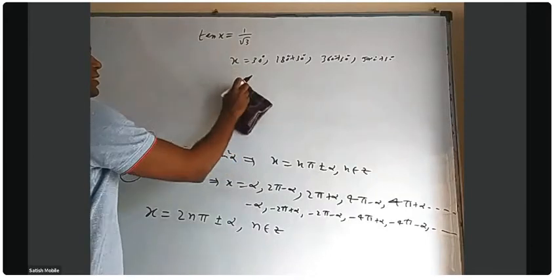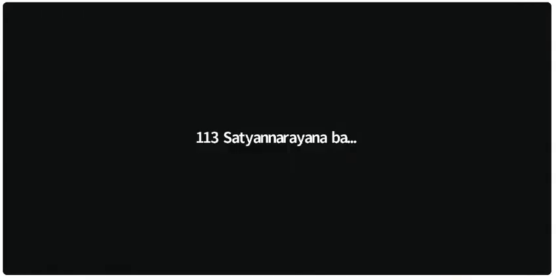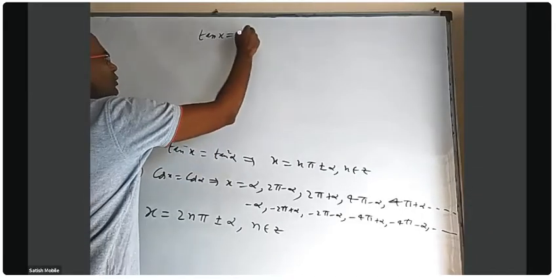Minus of this is not okay. Minus 30 is not okay. But minus 180 plus 30, yes, you are right.